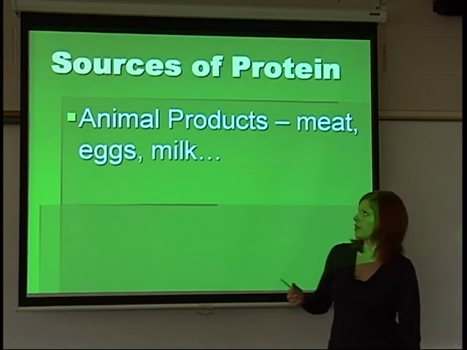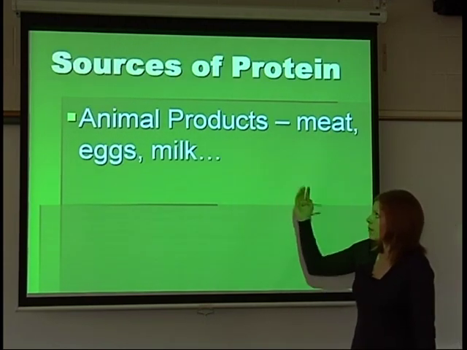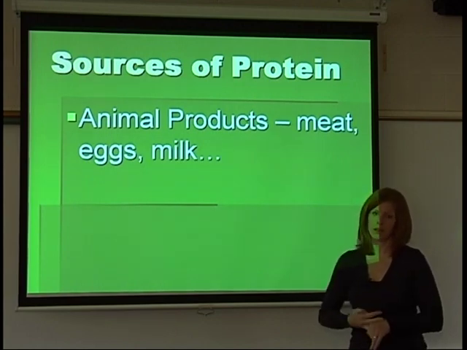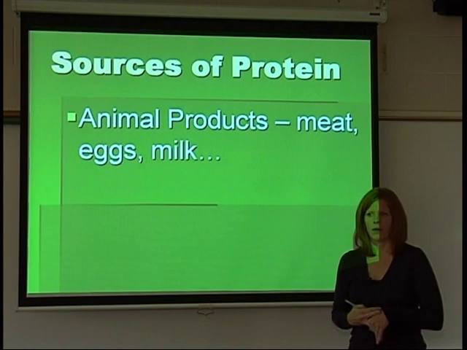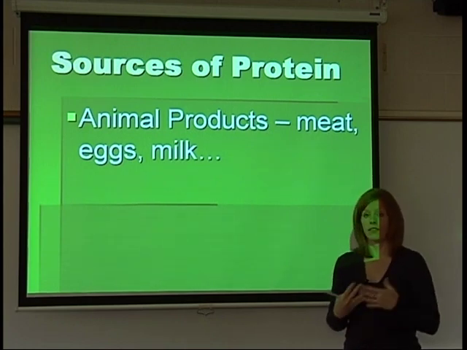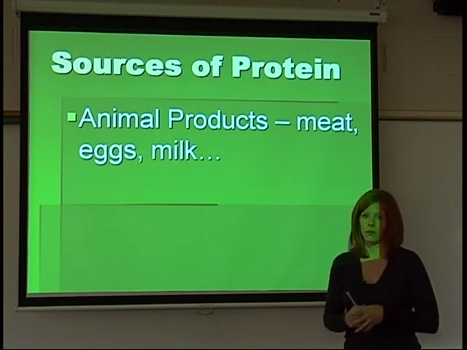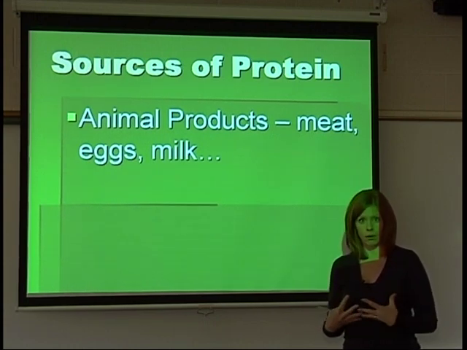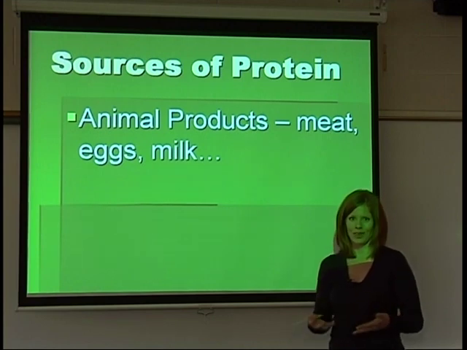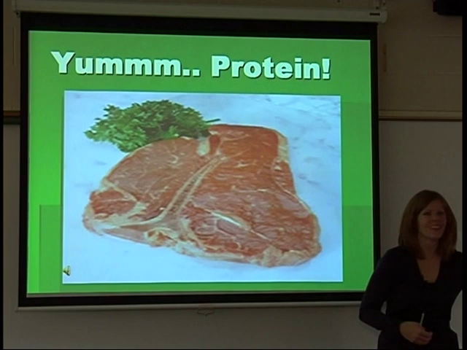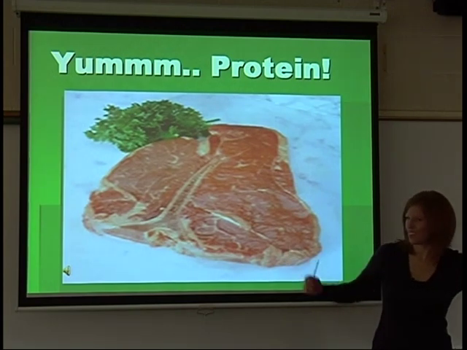Here are sources of protein. They really come from animal products. There can also be things like nuts and beans that are good sources of protein as well. But if you think about this, if we as humans are mostly made of protein, so is a cow. So when we eat hamburger or steak, we're eating the protein that they were made out of. So it's really kind of a big cycle. Here's some protein just to show you an example.